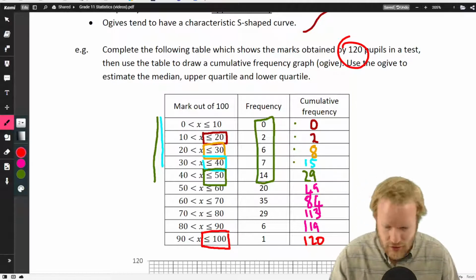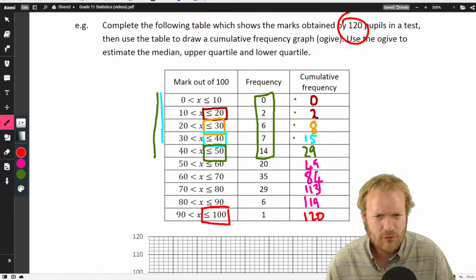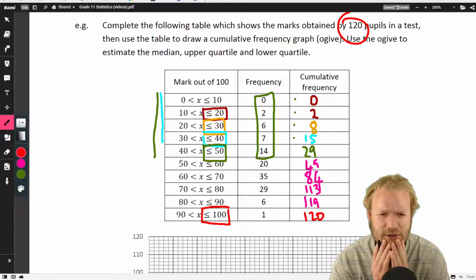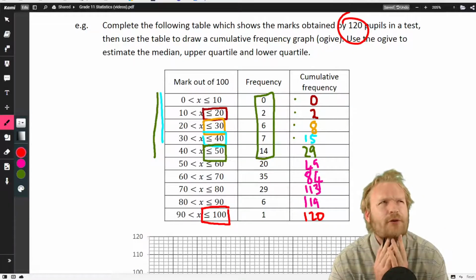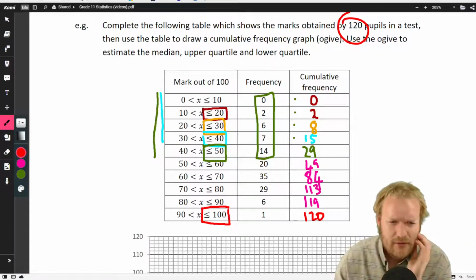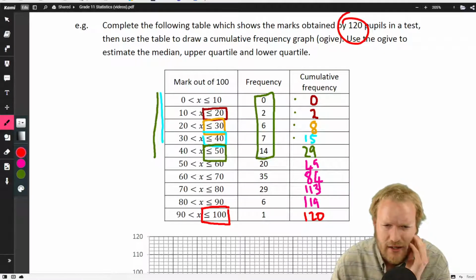So, where were we? So we filled in our frequency, our cumulative frequency. So I've asked you now, how many pupils got less than or equal to 80? Well, here we go, less than or equal to 80, 113.